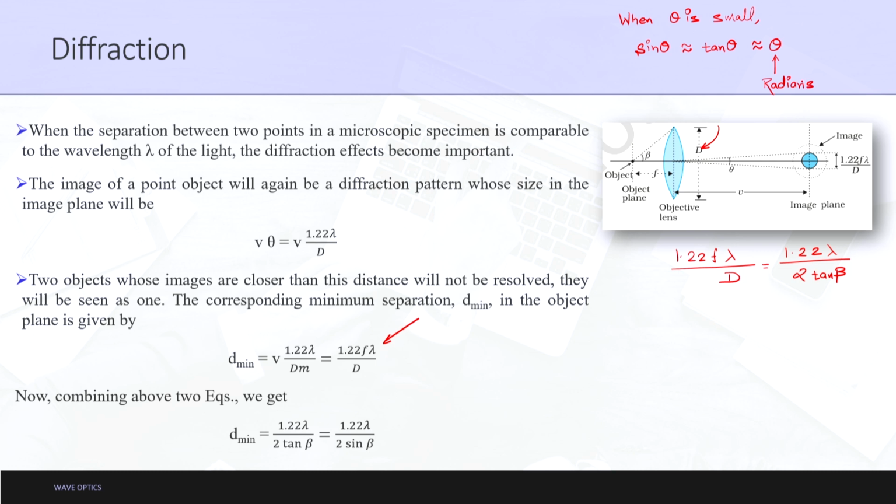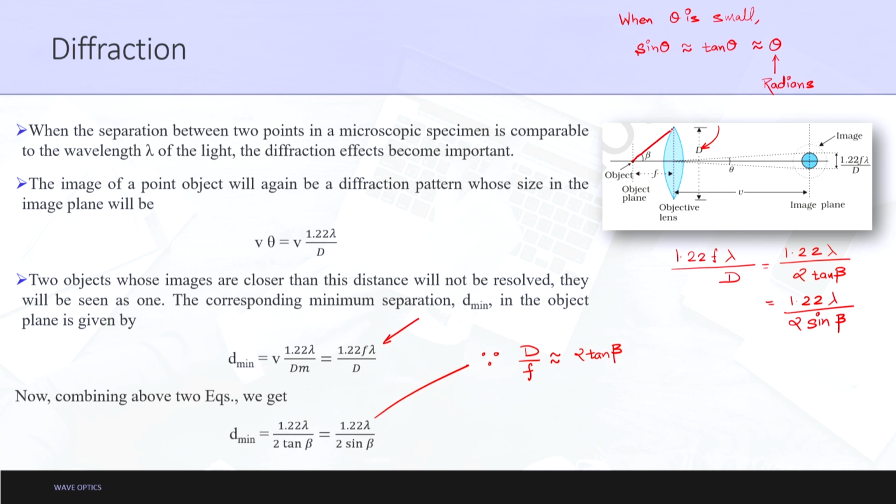So as the theta angle subtended is very small, then we can write that 1.22 lambda upon 2 sin beta. So how did we get this? We just get this because we know that d by f is approximately equal to 2 tan beta. How is this calculated? This is just simple trigonometric explanation applied on this triangle.